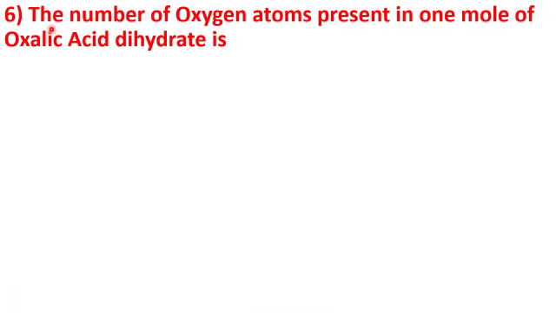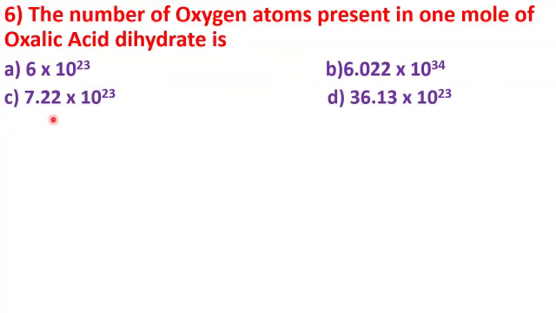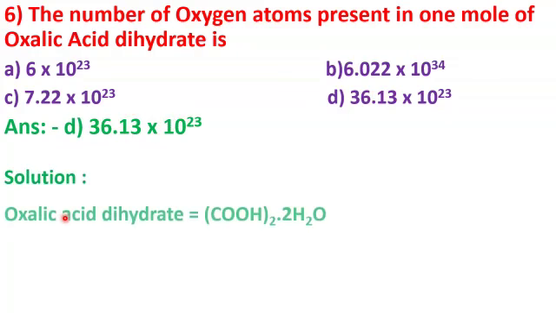Next question. The number of oxygen atoms present in 1 mole of oxalic acid dihydrate is 6 into 10 to the power 23, 6.022 into 10 to the power 34, 7.22 into 10 to the power 23, 36.13 into 10 to the power 23. So the answer is D, 36.13 into 10 to the power 23. How will you get this answer? I'll show the solution.